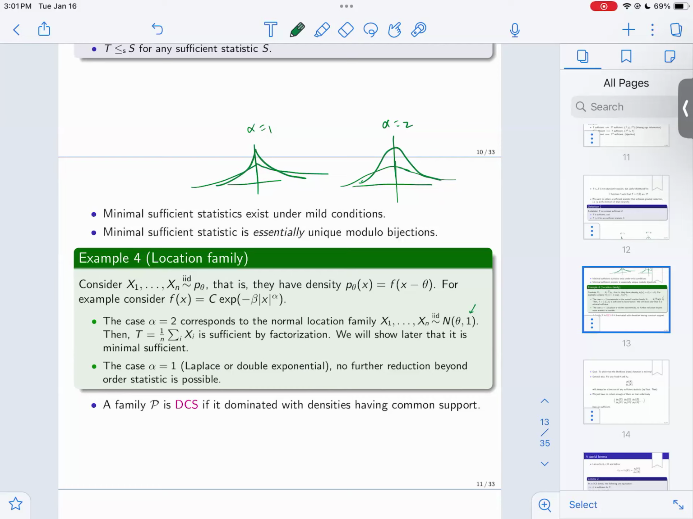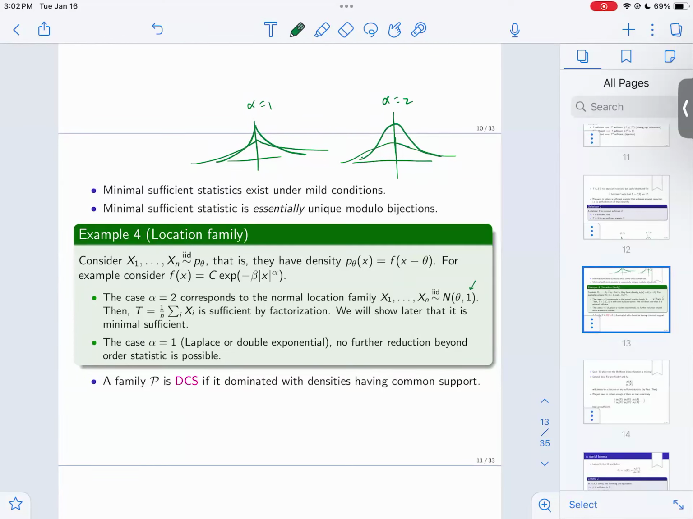In the case of Laplace, there is no further reduction beyond the order statistic. So the order statistic is minimal sufficient. We can't reduce it to something more compact. It's really dependent on the nature of the family. In this case, the density is not differentiable at 0, which causes this interesting observation: in a sense, the Laplace family is more informative. So if you get n samples, you have to keep all the information. In the Gaussian case, you can just drop everything and take the sum. Sum is enough. Okay, so we'll see how this works out.